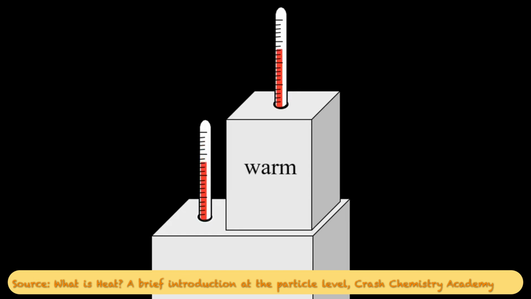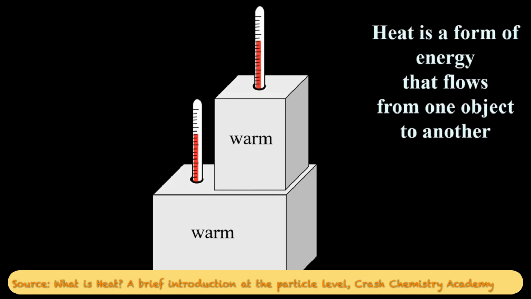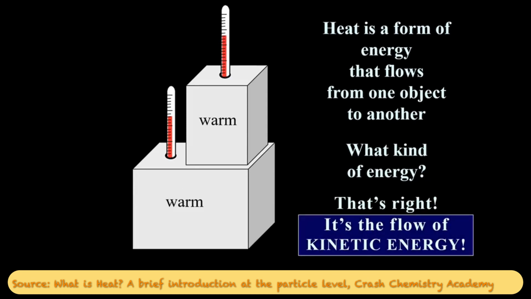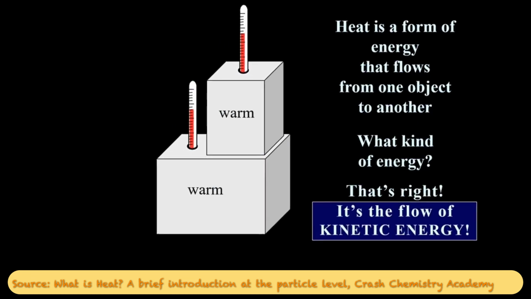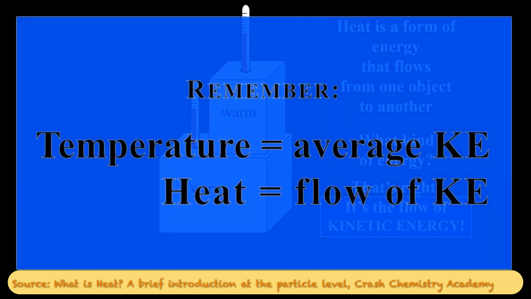You can see that there has been a transfer of energy from the hot block to the cold block, resulting in the same temperature for each. Heat is a form of energy that flows from one object to another. What kind of energy? That's right, it's the flow of kinetic energy. And it is important to remember that temperature is the average kinetic energy of a substance, in contrast with heat, which is the flow of kinetic energy.